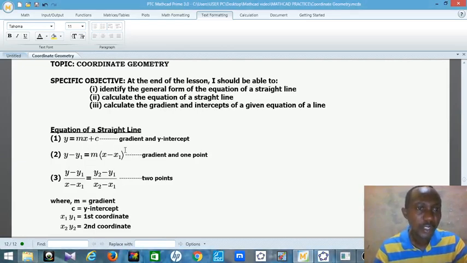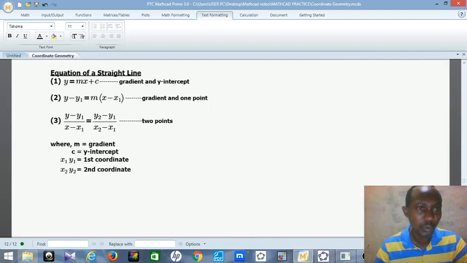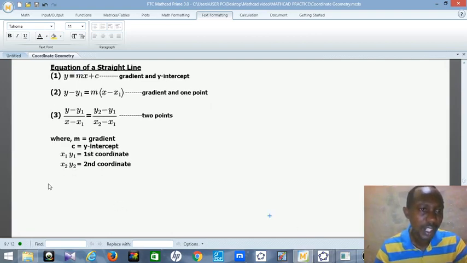Now, how do we solve equation of a straight line? But there's one thing you need to know if you are asked to find or calculate the equation of a straight line. You see the first objective we have here. It says identify the general form of the equation of a straight line. You should know how to represent your equation of a straight line. In which form do you want to keep your equation of a straight line? So that is one important thing. So how do we represent equation of a straight line?